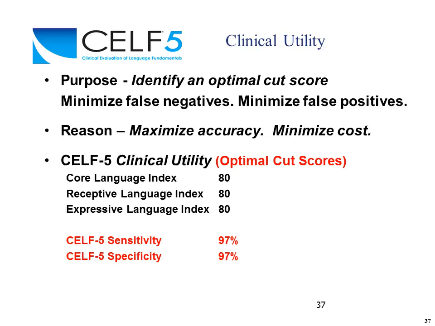And basically, when we look at CELF-5 and look at the clinical utility, the optimal cut scores are 80 for the core language index, receptive language index, and expressive language index. And that is because the sensitivity is 97%. Only 3% of kids with problems go by the wayside. The specificity is 97%. Only 3% of normal children will need to be tested by you. I think that's kind of a fiscally responsible number.